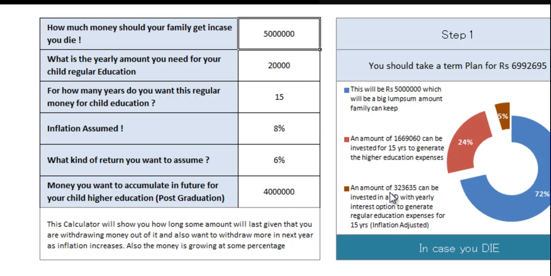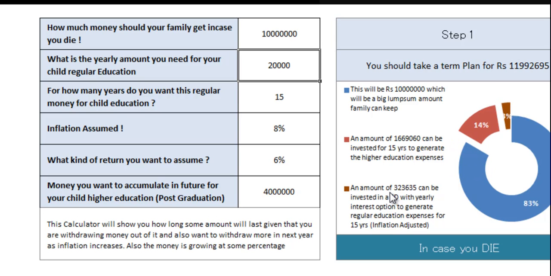So for example, how much money should your family get in case you die? So let's say you put that it should be 1 crore. So if you die, your family should get 1 crore rupees. What is the yearly amount you need for your child regular education? So let's say your child is in first standard, and you say that every year I should get around 1 lakh rupees for my child education. So you put 1 lakh rupees, and then you need it for next 12 years.